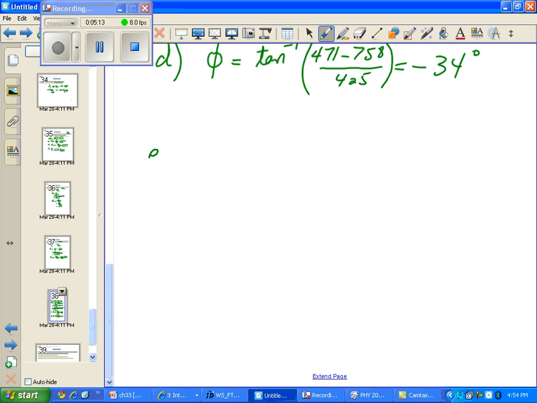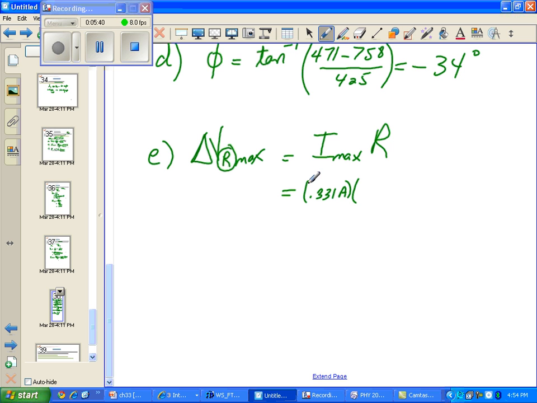Next, we're asked to get the maximum voltages across each of the circuit devices. So let's begin with delta V through the resistor max. Well, we get this using Ohm's law, I max, but we multiply that by R since we are restricted to simply that of the resistor. 0.331 amps times, remember this is series, so all circuit components get the same value of current, 425 ohms gives us 140 volts.